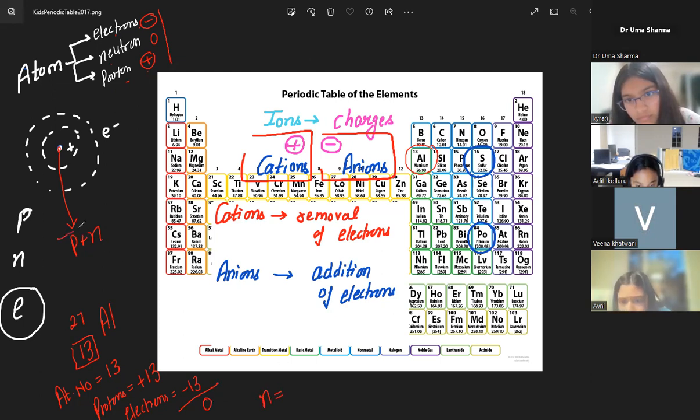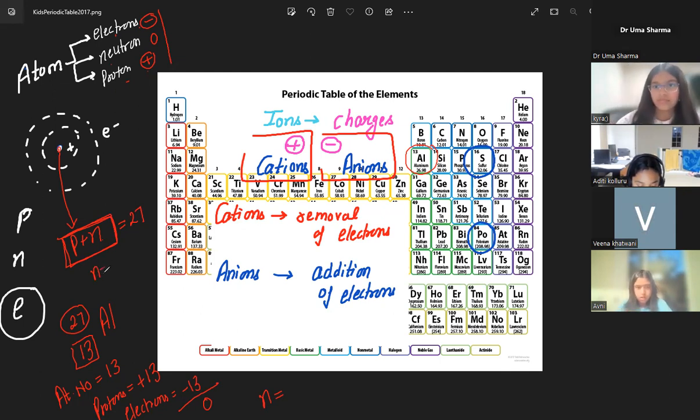How many neutrons? Can you calculate the neutrons? Proton plus neutron is 27, right? So neutron is? Neutron is 14. Very good, my girl. 14. But neutrons have no charge, right?